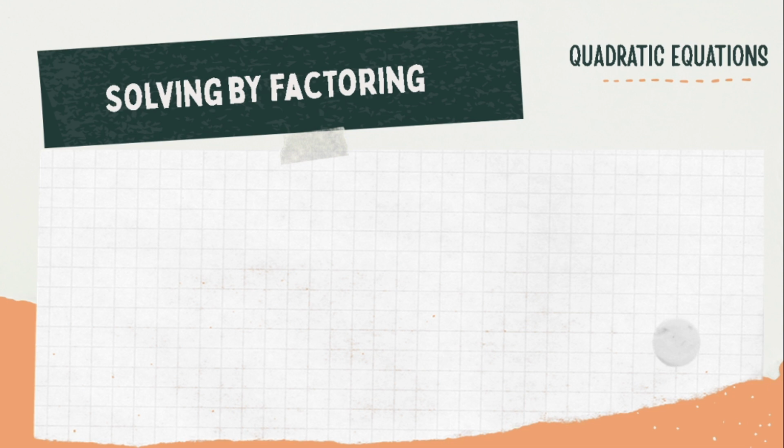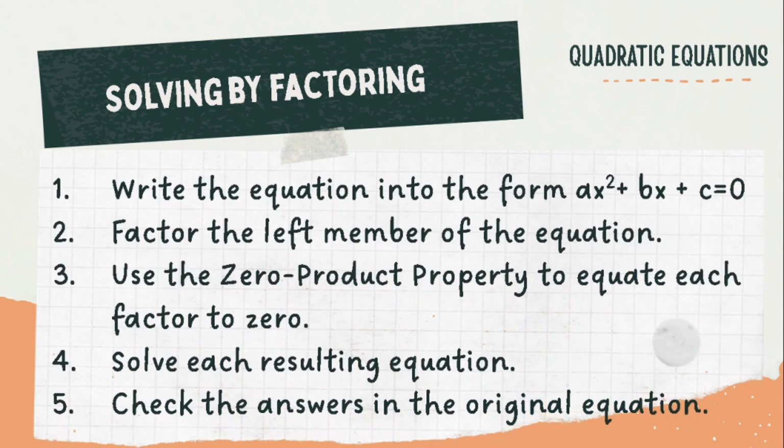To solve a quadratic equation by factoring, first, write the equation in the form ax squared plus bx plus c is equal to 0. Next, factor the left member of the equation. Third, use the zero product property to equate each factor to 0. Next, solve each resulting equation, and lastly, check the answers in the original equation.